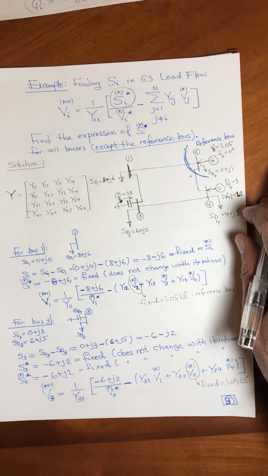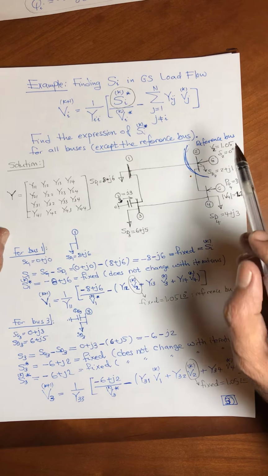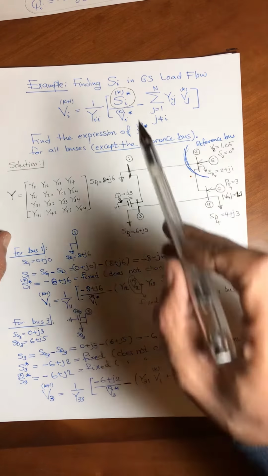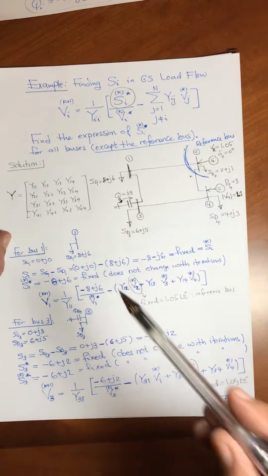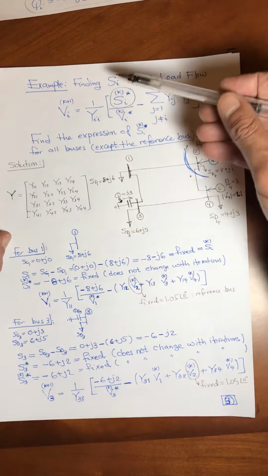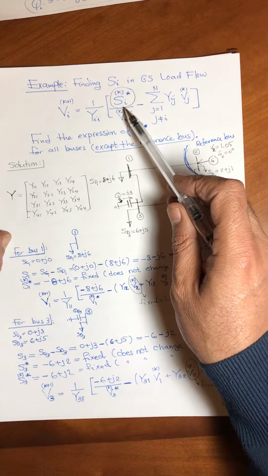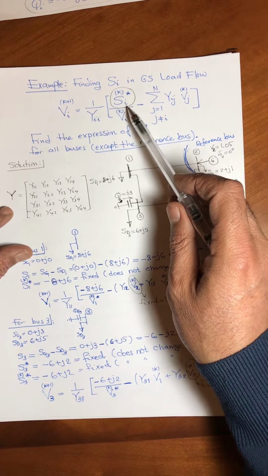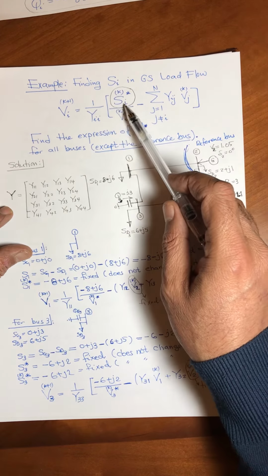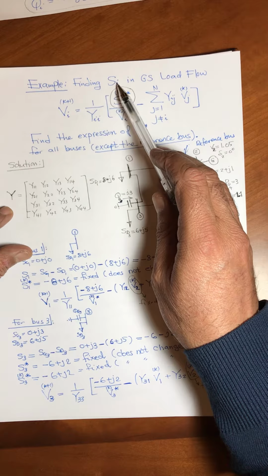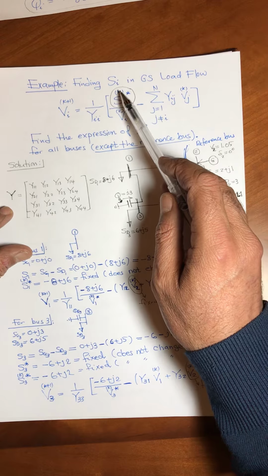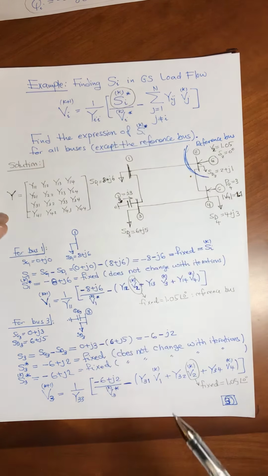Example على how to find SI in Gauss-Seidel load flow method. وقصدي ب SI هي SI اللي تظهر في المعادلة اللي هي بسط، هذا البسط SI. طبعا إذا عرفنا SI نقدر نعرف conjugate ونقدر نعرف قيمتها of iteration K.